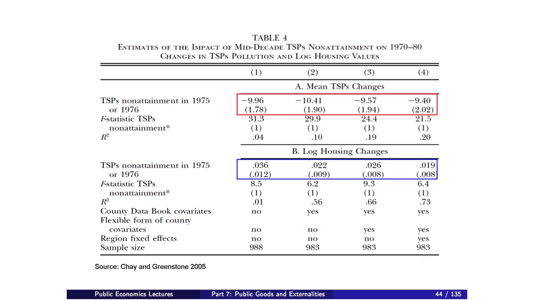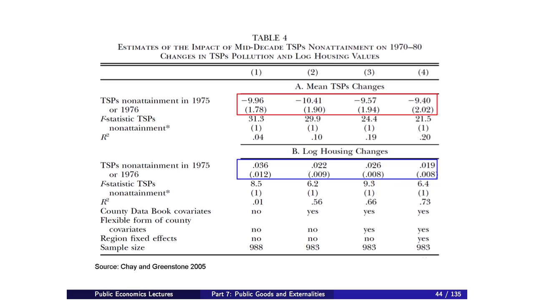So in this table, they are showing you various specifications as they add more and more controls for the first stage. So this is replicating exactly what we saw in the graph, the mean changes in total suspended particulates in the non-attainment counties relative to the attainment county. So it's standard diff and diff regression like we've seen many times. And you see a significant first stage reduction in the non-attainment relative to attainment. And then the second panel is the reduced form. So percentage change in house prices in those areas.